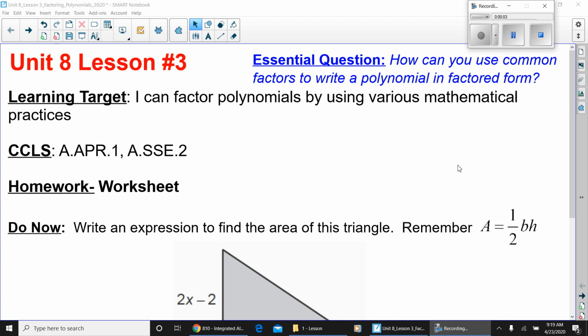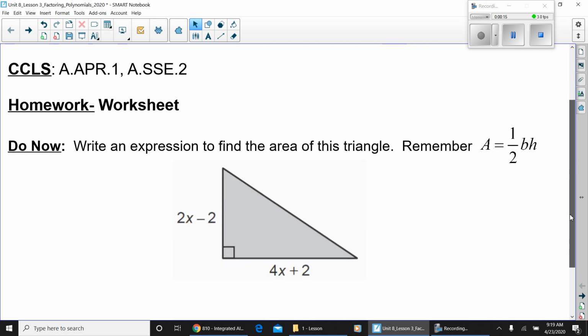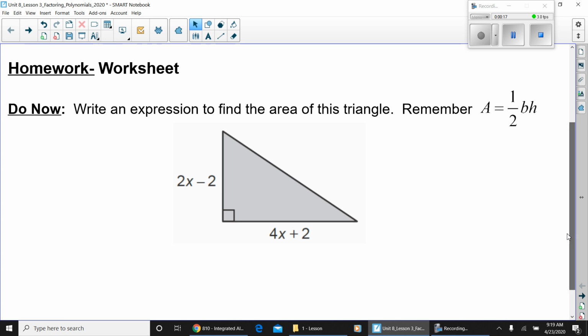This is Unit 8, Lesson 3. Learning target: I can factor polynomials by using various mathematical practices. Don't worry about that homework, of course. And the do now is right there.